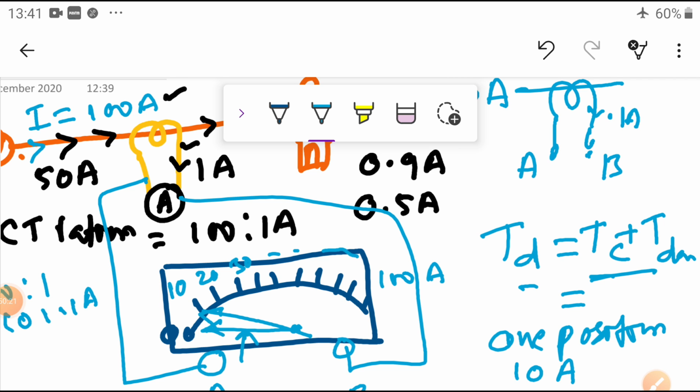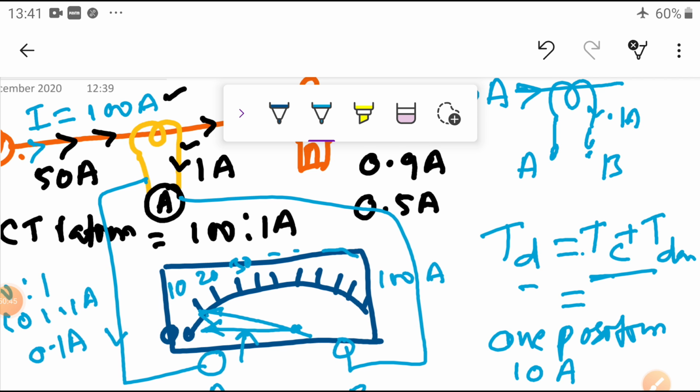So dear students, have you observed? What is the current actually flowing here? Only 0.1 ampere. But we calibrated it in such a way that it indicates 10 amperes. So what is the current actually flowing in the primary? 10 amperes. What is the indication here? 10 amperes. That is how we can utilize it.